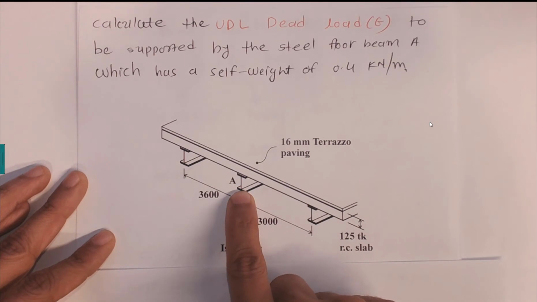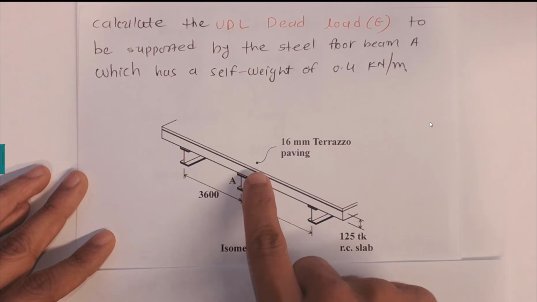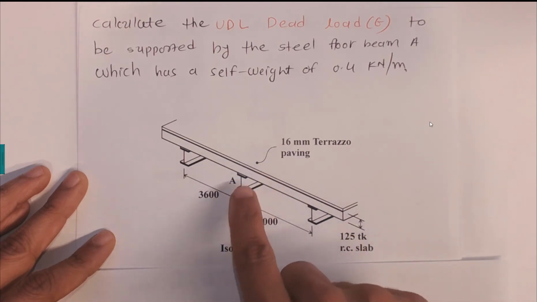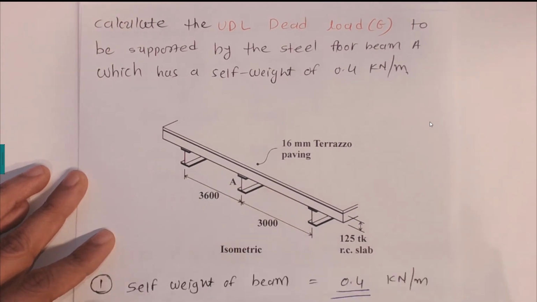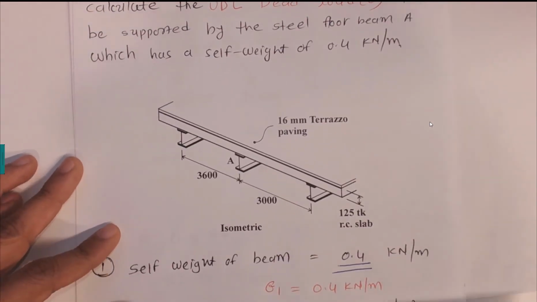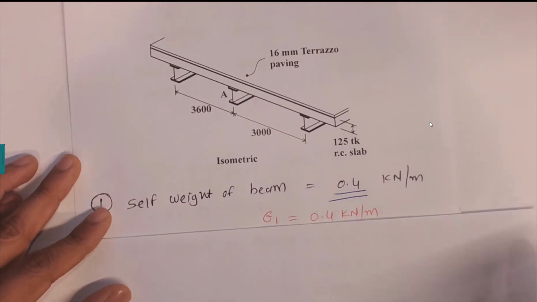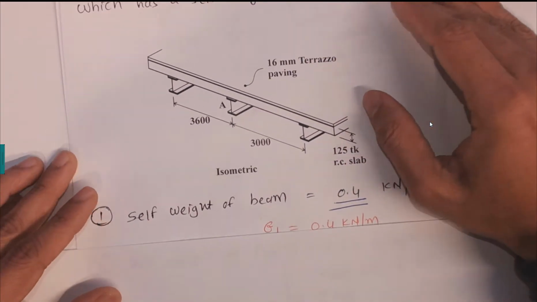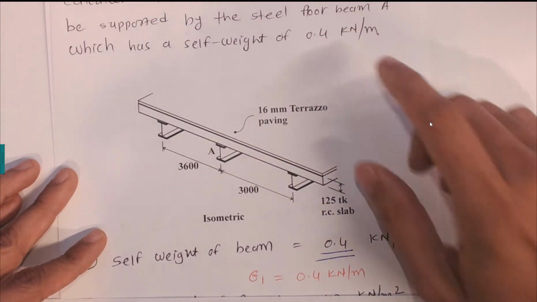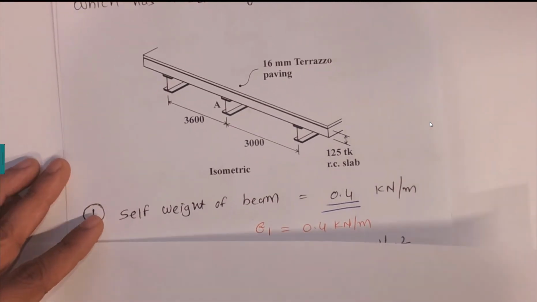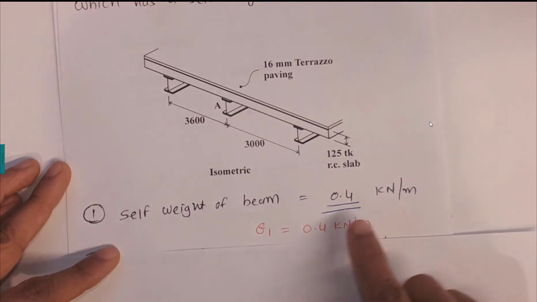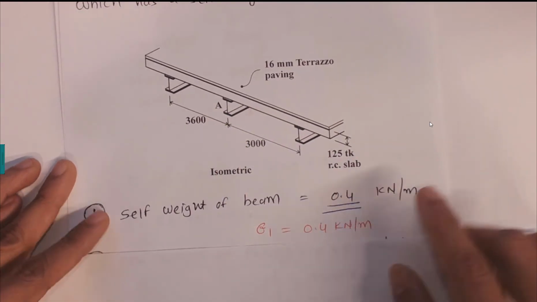First we will calculate the dead load applied due to the self weight of the steel beams. Then we will calculate the load due to the weight of this paving, and then we calculate the concrete weight. The first one is the self weight of the beam, which is 0.4 kilonewton per meter, and that is given in the questions. So due to the self weight of the actual steel beam, it has a uniformly distributed load of 0.4 kilonewton per meter.